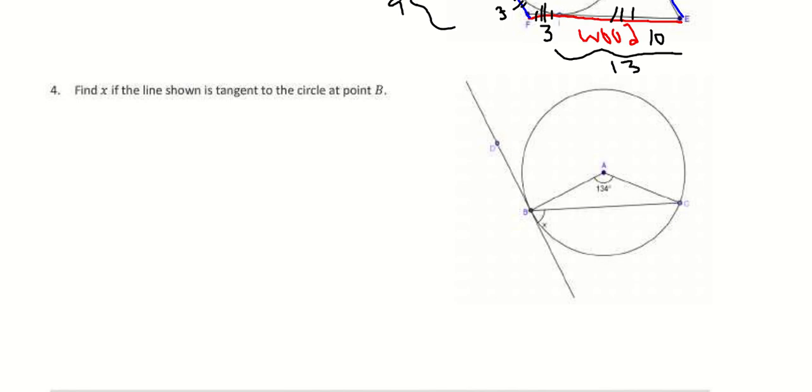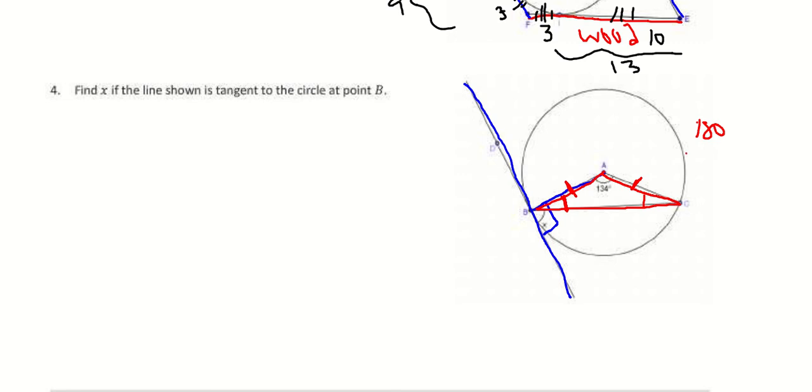Find x if the line shown below is tangent. So if this line is tangent to the circle, that means this line is going to create a 90-degree angle here. We also have this triangle chilling here, which you might notice is a certain type of triangle. If you notice these lines are radii and they're equal, this triangle becomes isosceles. So we need to first figure out the measure of this angle here, and then we can get x.